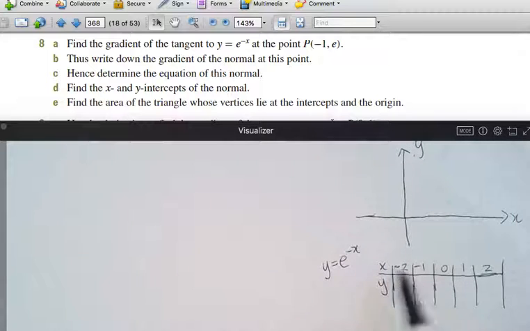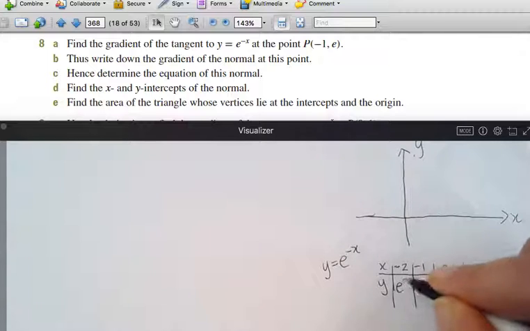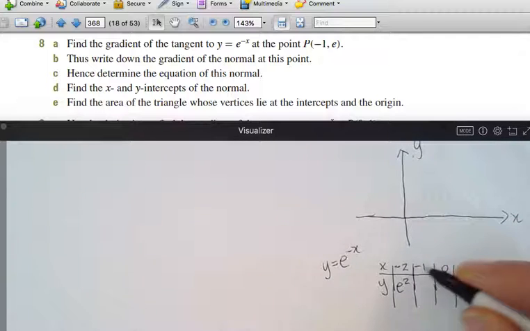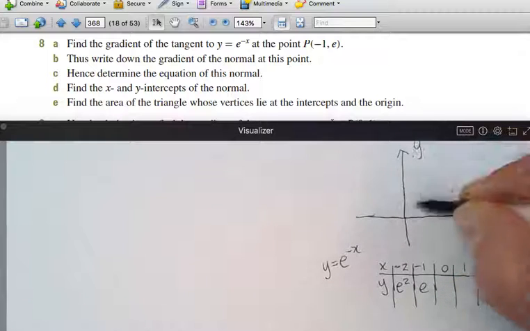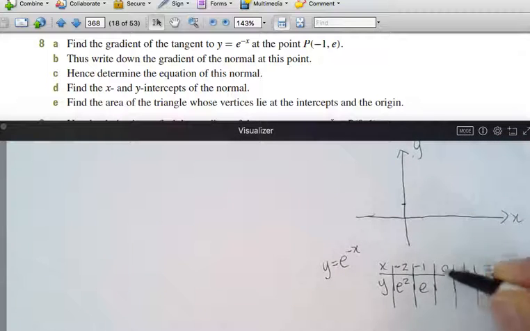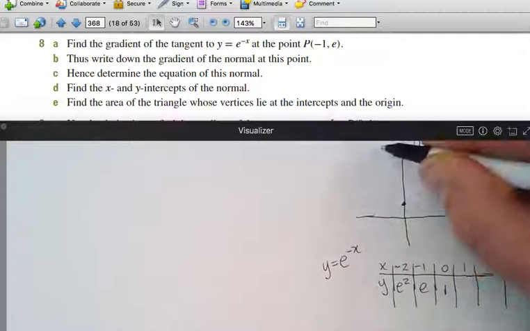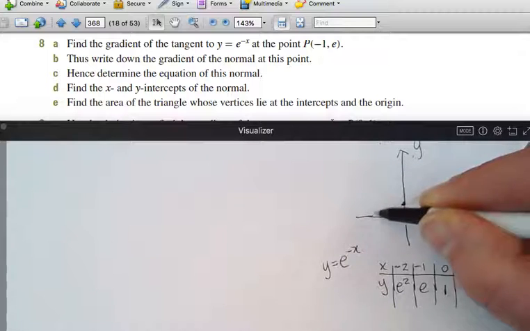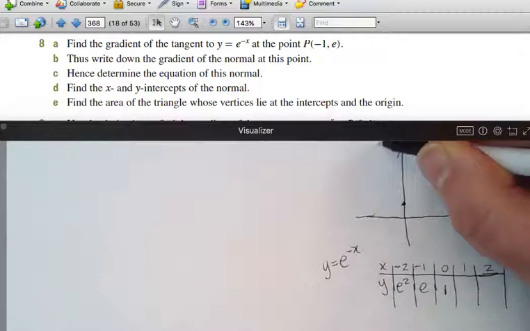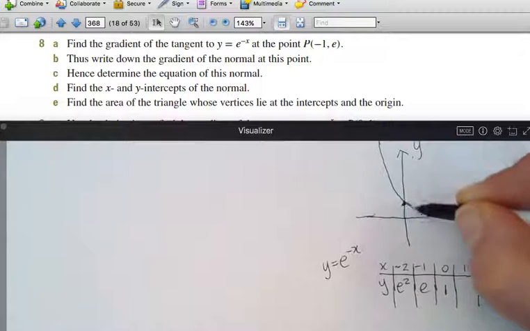When x is -2, don't you get e to the -2, which is e squared? When x is -1, e to the -1 is e to the +1, which is e. When x is 0, e to the -0 is just e to the 0, which is 1. So it looks like this. When x is -1, it's about 3, and when it's -2, it's about 9. It's going this way, like you said.